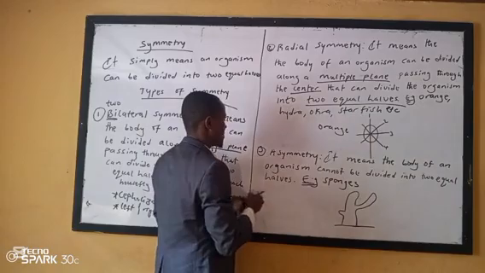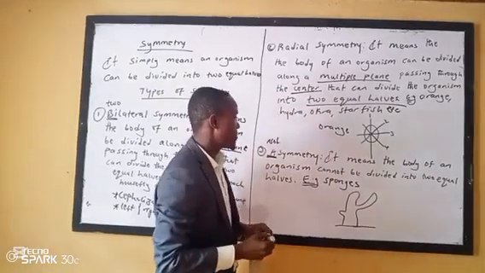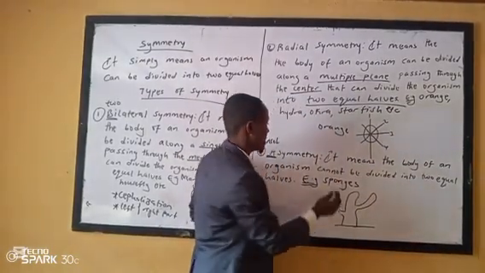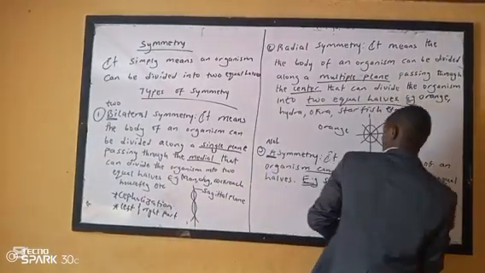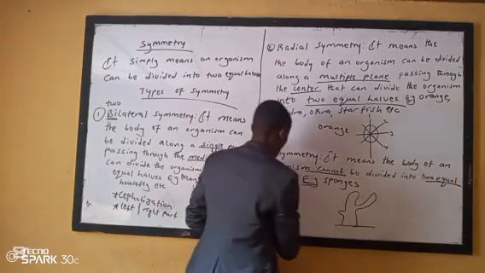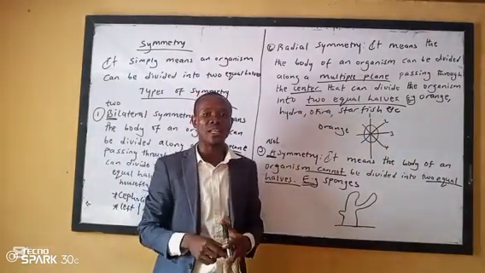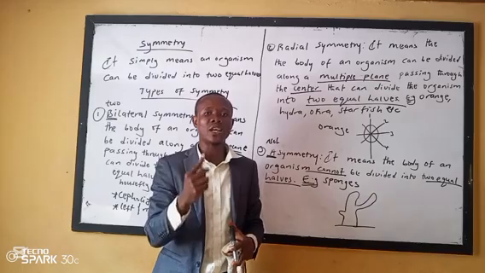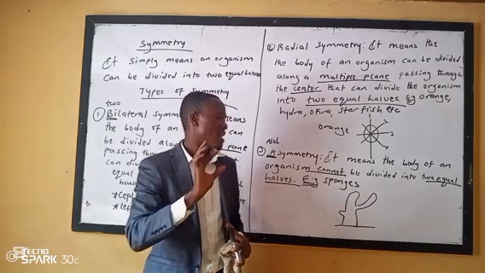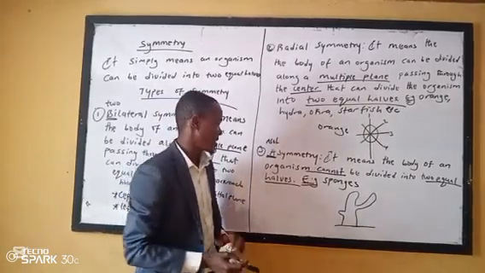And we have asymmetry. This A means not. So it means that the body of an organism cannot be divided into two equal halves. That means there is no means in which you can just think of a single plane that can pass through and divide this organism into two equal halves. That is not possible. So the example we have here is sponges.